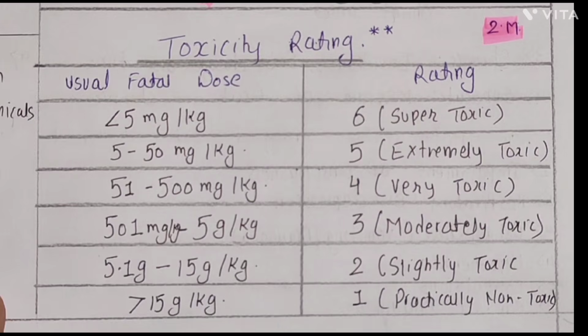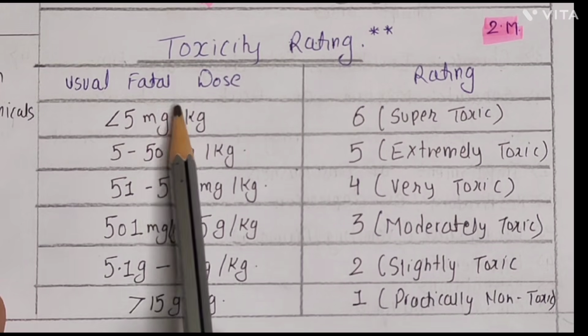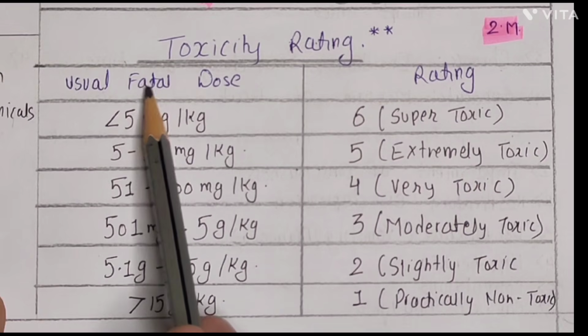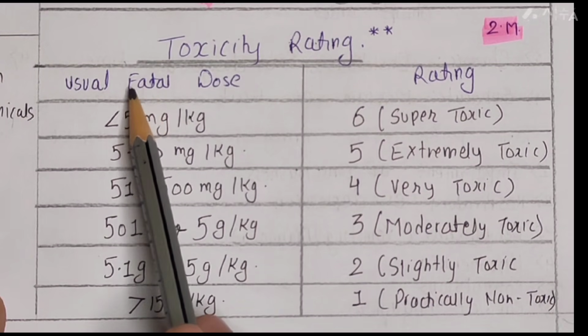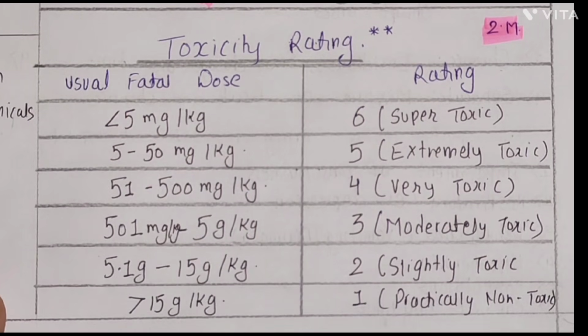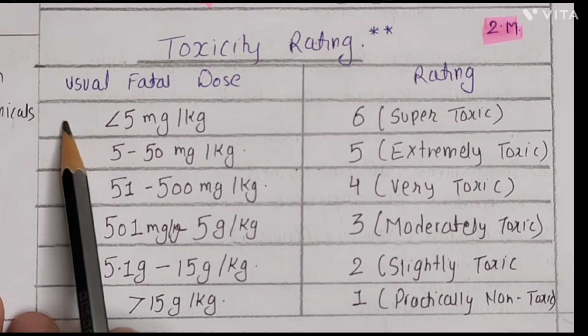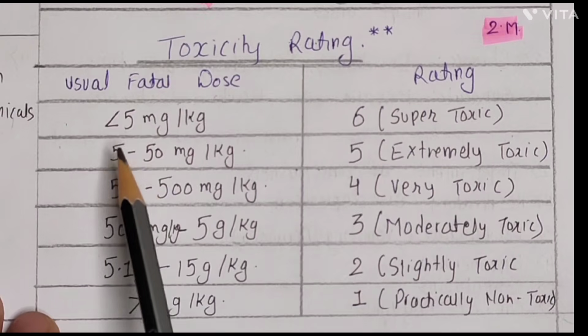How we can rate this toxicity means, one way we are going to see what is the usual fatal dose. Fatal is a term meaning the person will die, dead. When a person dies, we call it fatality. So when we are discussing the usual fatal dose, it derives from the concept of LD50. LD50 means, like this usual fatal dose, I am giving an example here. We will take one example.